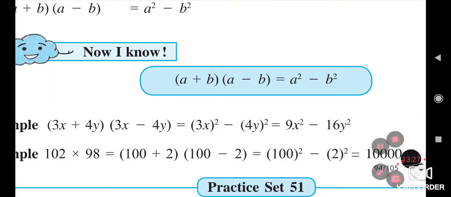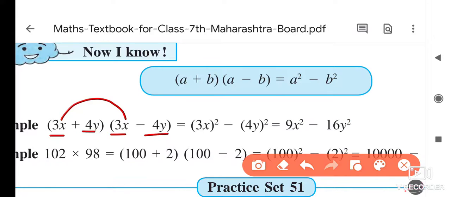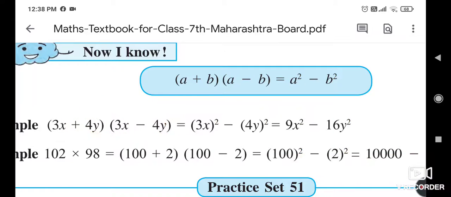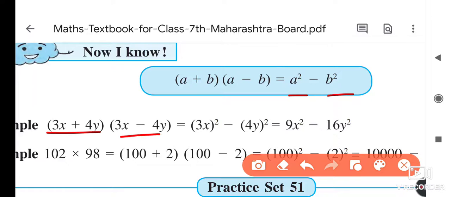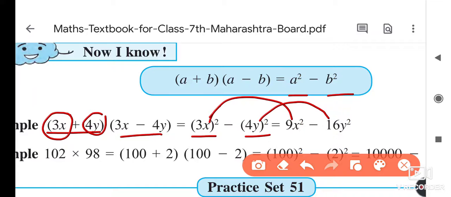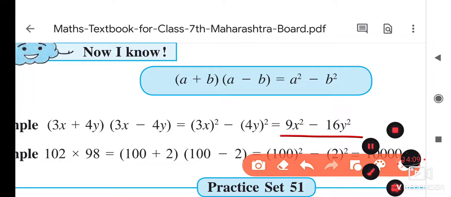Here two terms are given, 3x and 4y. The terms are the same, and the only difference is the plus and minus. So in this type of example we have to use the expansion formula. What is the formula? A square minus b square, one's plus and one's minus. The first term is 3x, so 3x square minus 4y square. 3 square is 9, x square is x square, 4 square is 16, y square is y square. So the expansion of this is equal to 9x square minus 16y square.